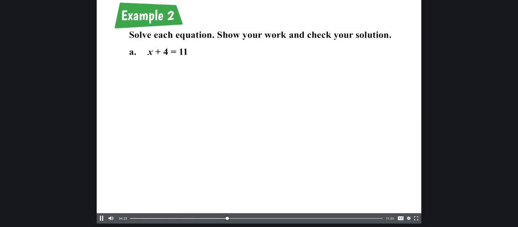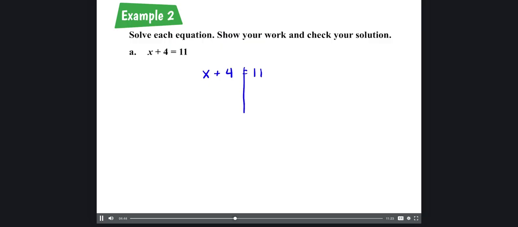Example 2. We'll do this problem together. Solve each equation. Show your work and check your solution. Problem A. X plus 4 equals 11. Copy the equation x plus 4 equals 11 and draw a vertical line through the equal sign to help you stay organized.